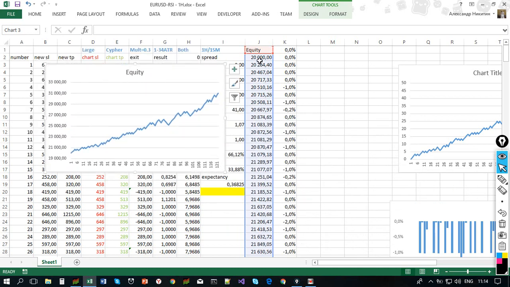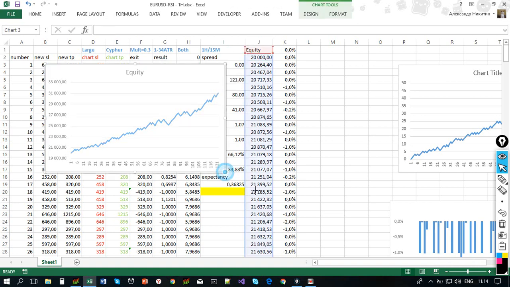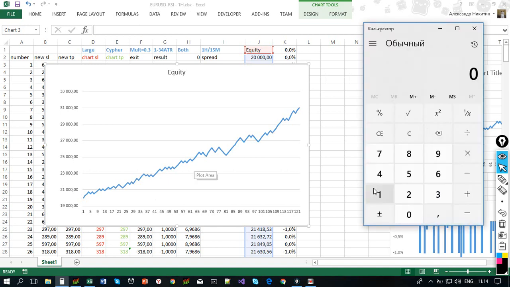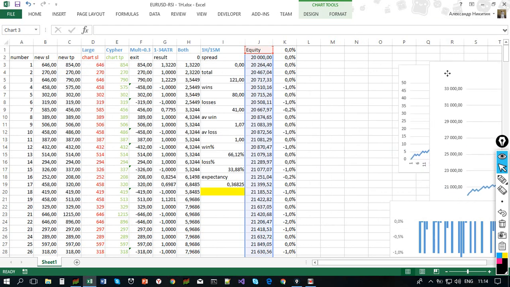Here's your equity curve. I assume that you start from 20K, and over the course of 121 trades, you end up at 31, roughly 31. This means that you have generated 11 thousand. Yes, and because you started with 20K, it equals 55%.